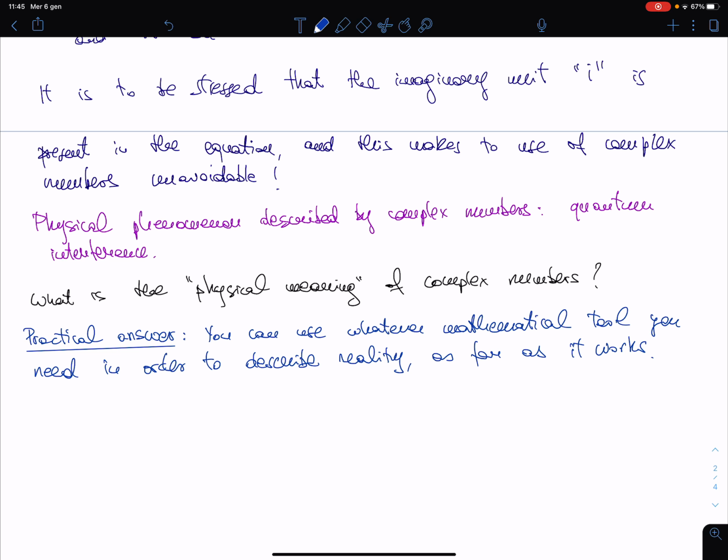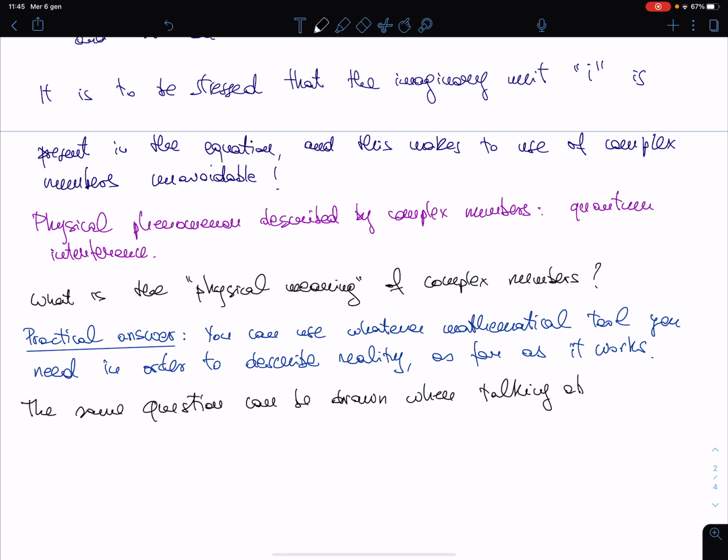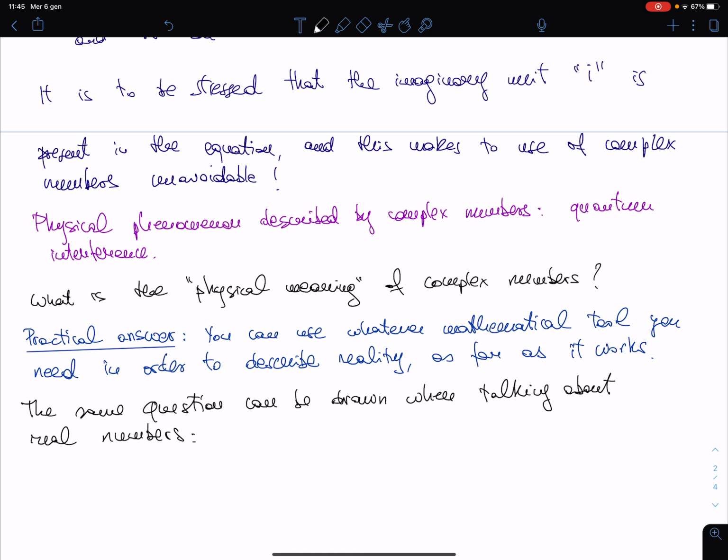And okay, I want to tell you another thing. So the same question can be drawn when talking about real numbers. And talking about the revolution, as Tracy Chapman sang, talking about real numbers. And so, what is the answer here? The answer is that real numbers are as abstract as complex numbers are. Because in physics, you don't use real numbers. When you perform a measurement, you don't find any possible real numbers.